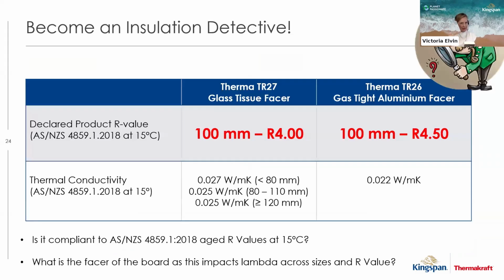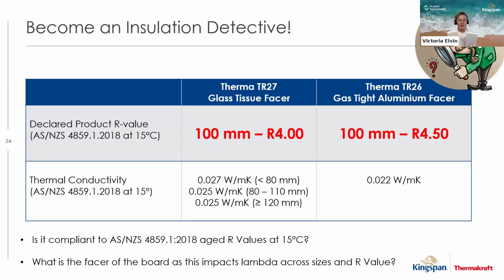What else is different about a glass tissue and an aluminium faced board? It comes down to how they perform in terms of thermal performance. So we often talk about the lambdas, the thermal conductivity of a PIR board. When we're talking about the lambda, the lower the lambda, the better the product performs. The higher the R value, the more thermal resistance the product has. So my glass tissue faced board at 100 mil has got an R4. The gas-tight one's got an R4.5.